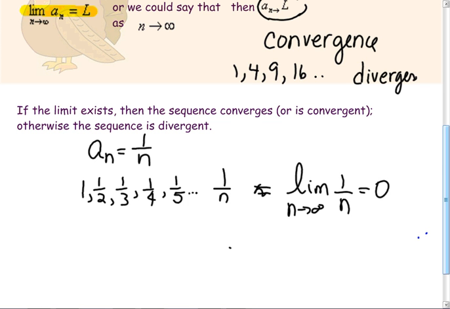In fact, this has a special name. You need to know the special name. This is a harmonic sequence. And what's interesting is if I add up the elements in a harmonic sequence, it diverges. You're going to know this one really well.